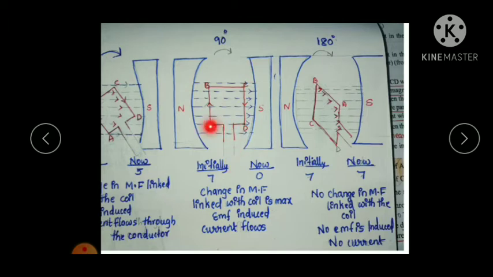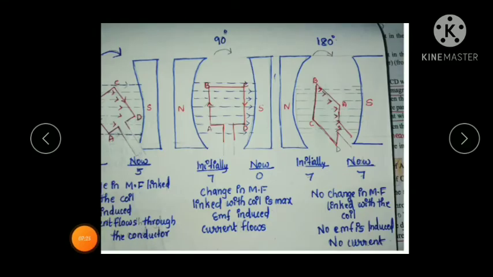That means there will be an induced EMF in this coil, and this induced EMF will be maximum at this particular stage, because here you can see there is a large difference in the magnetic flux. So the EMF induced in this coil will be maximum. When this armature coil is parallel to the magnetic field lines, that is at 90 degree, the EMF induced will be maximum.